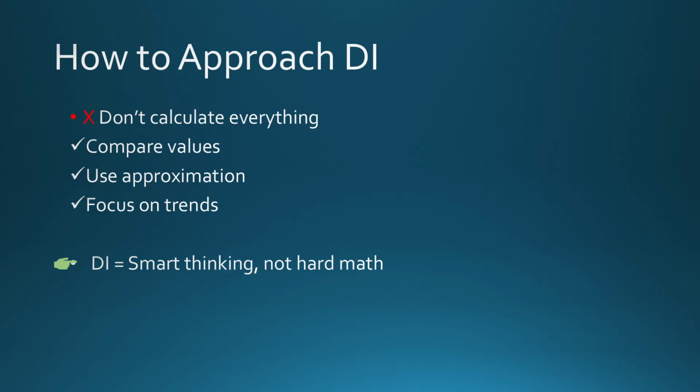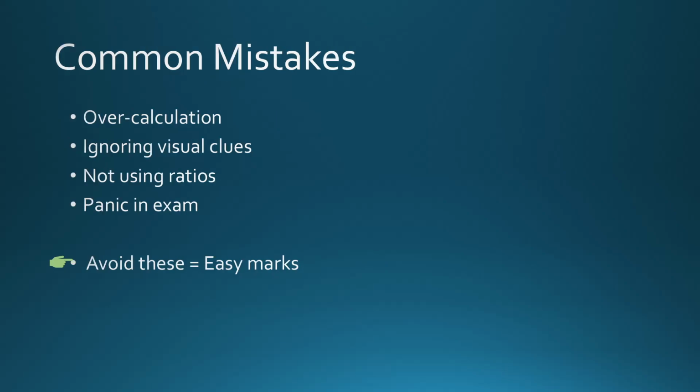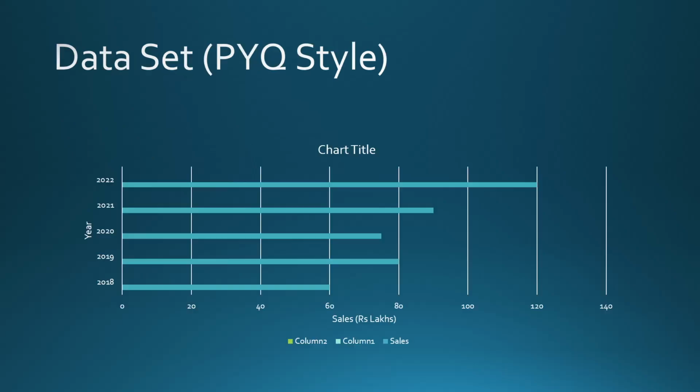Now, how to approach DI? Here's where most students go wrong. They start calculating everything: exact values, percentages, totals. That's a trap. CAT is not testing calculation, it's testing decision making. So instead, use approximation, use ratios, focus on bigger versus smaller. Common mistakes: over calculation, ignoring visual cues, not using ratios, and panic in the exam. Avoid these and you'll fetch easy marks.